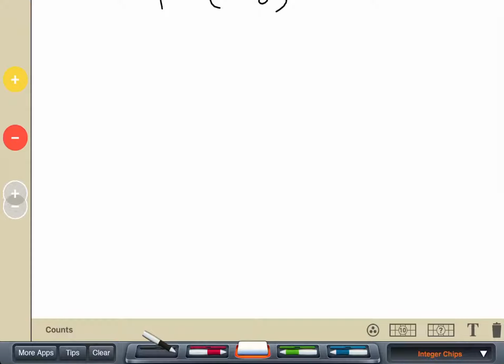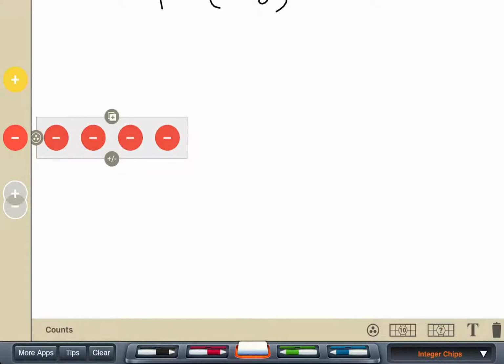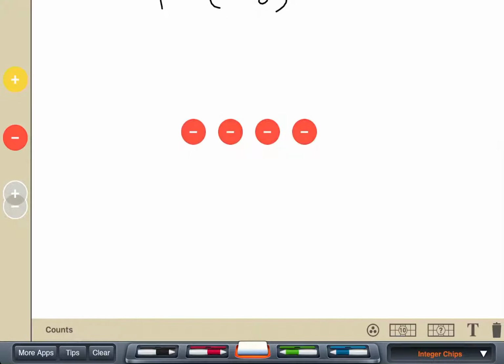Okay, let's try this out. We have 4, oops, sorry. Those are positive counters. Now we have 4 negative counters. I need to take away 8 negative counters, but I obviously don't have enough because I have 4. So what do we need to do? You guessed it, add some zero pairs. So I've got 1 zero pair, 2 zero pairs, 3, and 4.